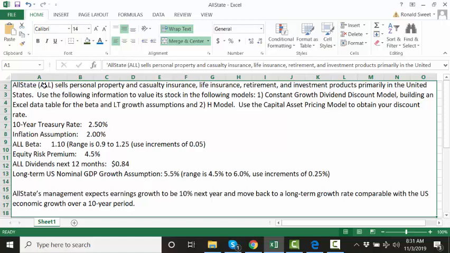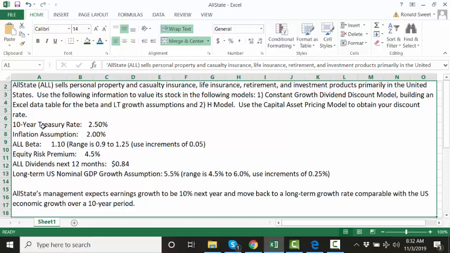In this case, the problem is AllState. We know AllState is an insurance company. We're going to create their valuation using the dividend discount model and the H model, but then we're going to create a data table on the dividend discount model.